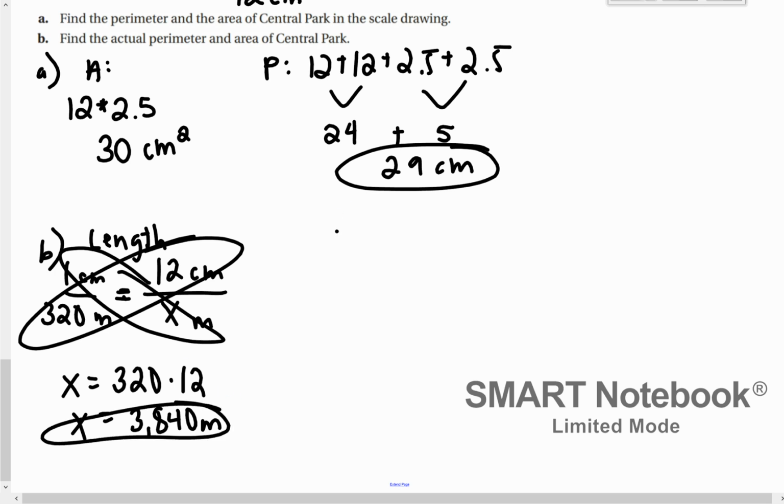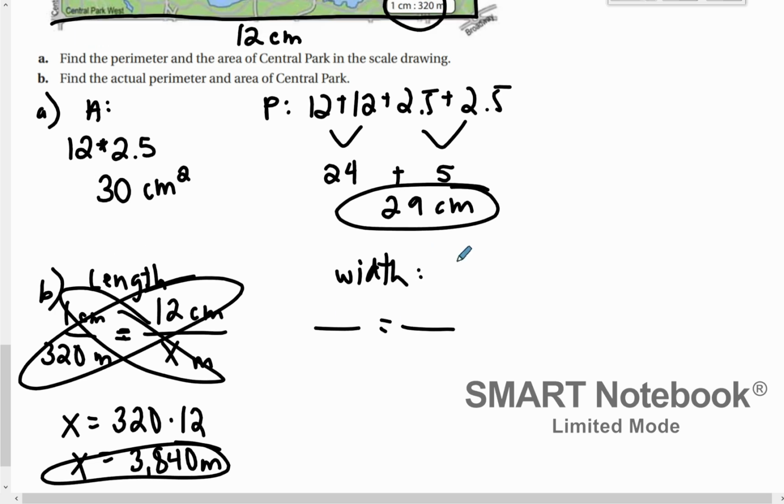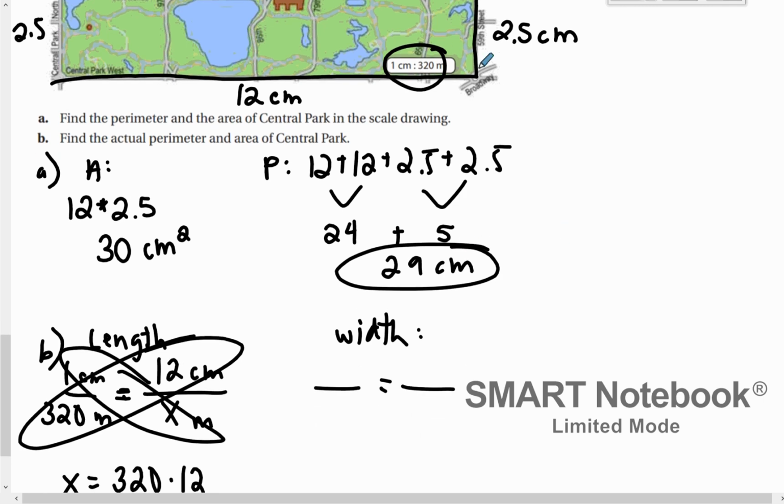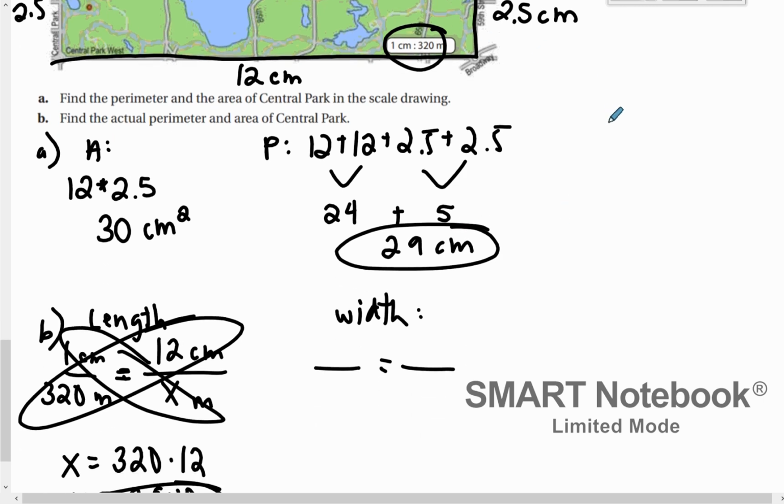All right, now I would like you to pause the video since we went through that first one together to write a proportion and determine what the actual width of the park is in real life, still using that same scale factor. All right, so pause it and then resume to check your answer.